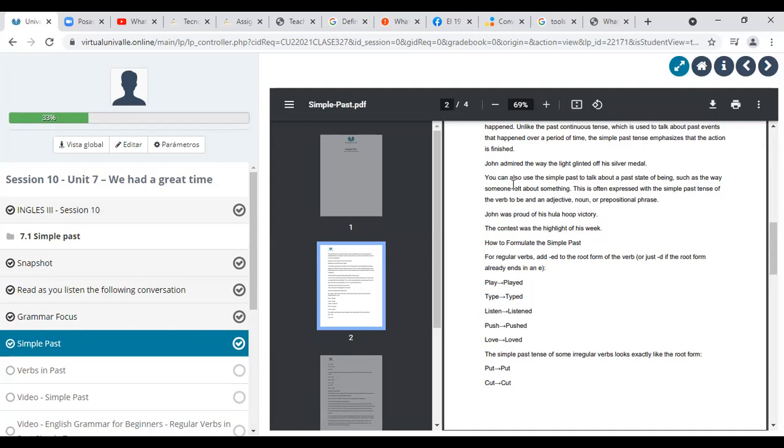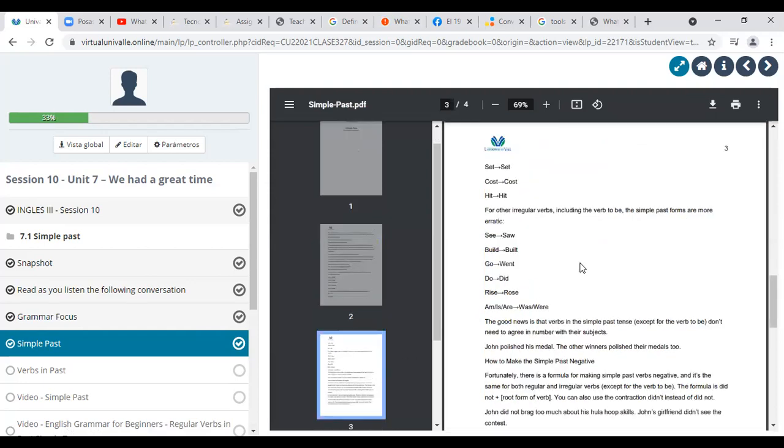The simple past tense of some irregular verbs looks exactly like the root form. Put, put; cut, cut; set, set; cost, cost; hit, hit. For other irregular verbs, including the verb to be, the simple past forms are more erratic. So it means they tend to change from their base form to the past form. See, saw; build, built; go, went; do, did; rise, rose; am, is, are: was, were.